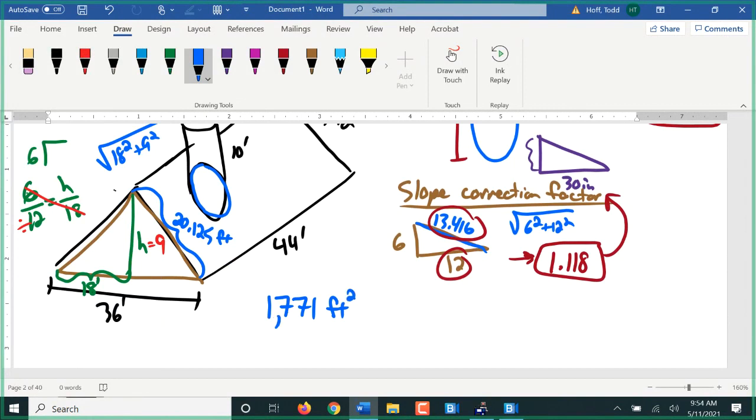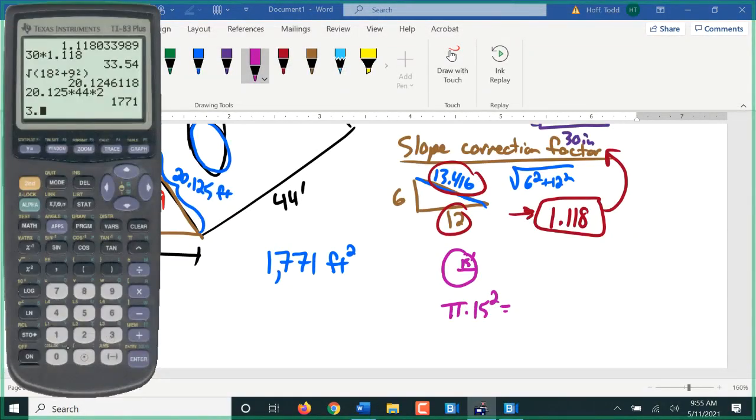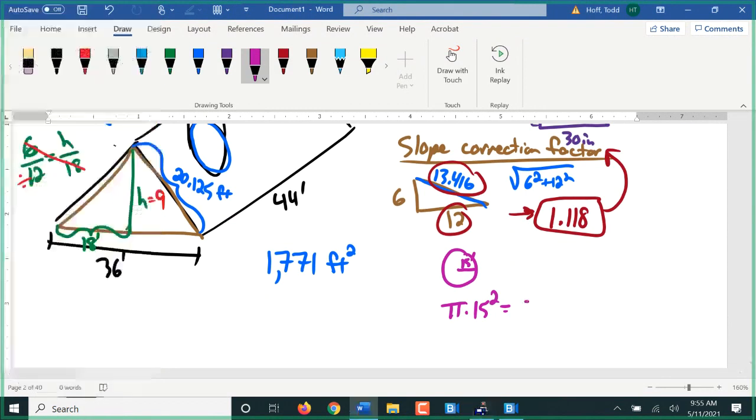But we do have to correct for the area that chimney takes out. So we find the area of that circle with a radius of 15 inches, a diameter of 30, so it's pi times 15 squared. 3.14 times 15 squared is 706.5, I should say, not 706.15. This is square inches.